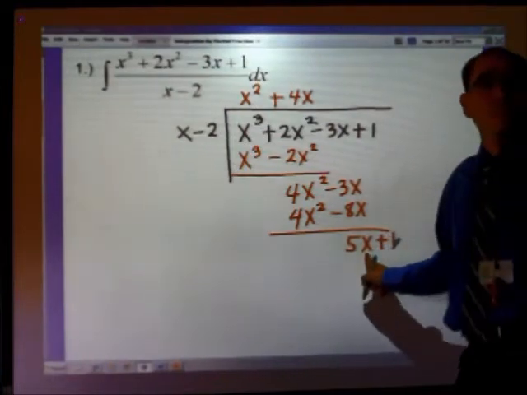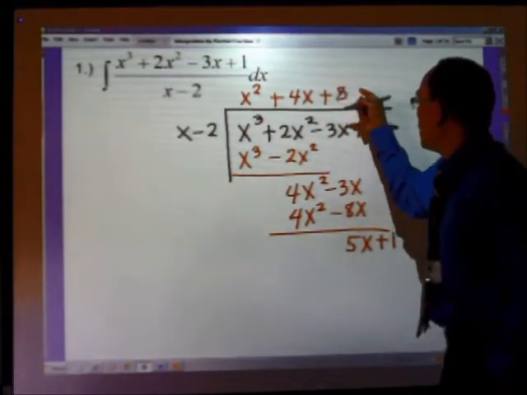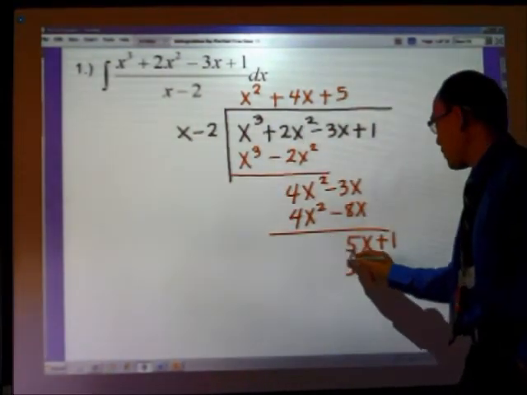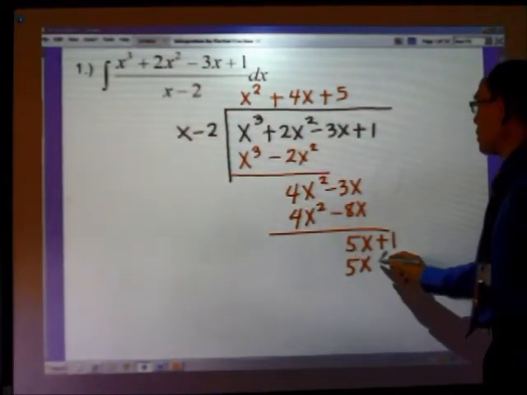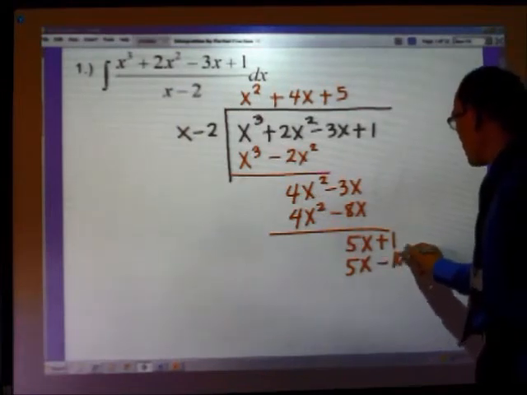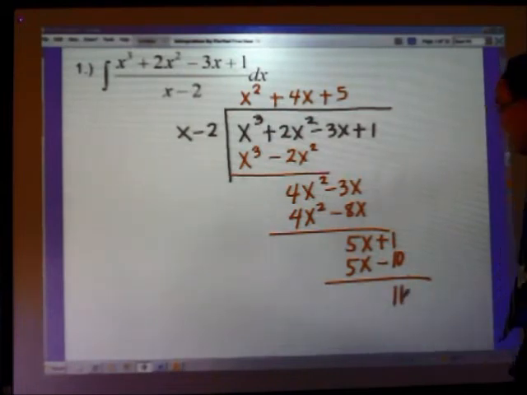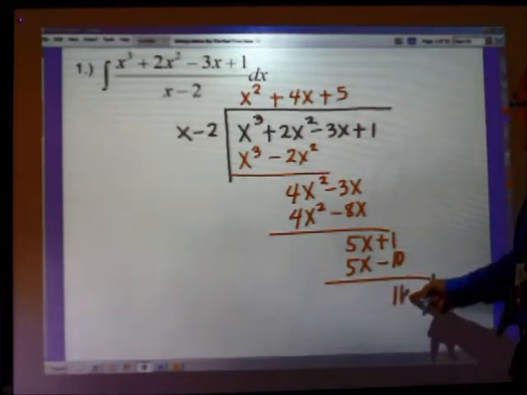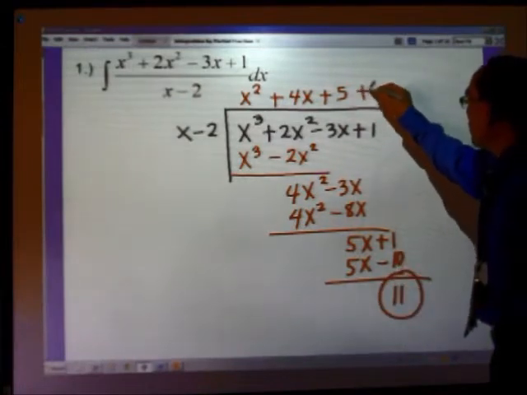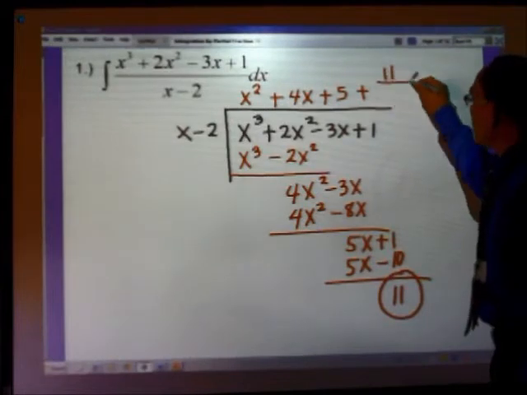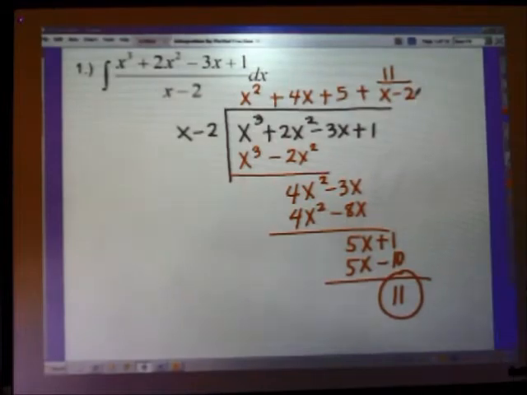Again, first term divided by the first term, 5x divided by x is just a positive 5. And then 5 times x is 5x. 5 times negative 2 is negative 10. And then again subtract, this will give us 11. So this is our remainder. How do we deal with this remainder? We put the remainder in here and then over the divisor, which is x minus 2.